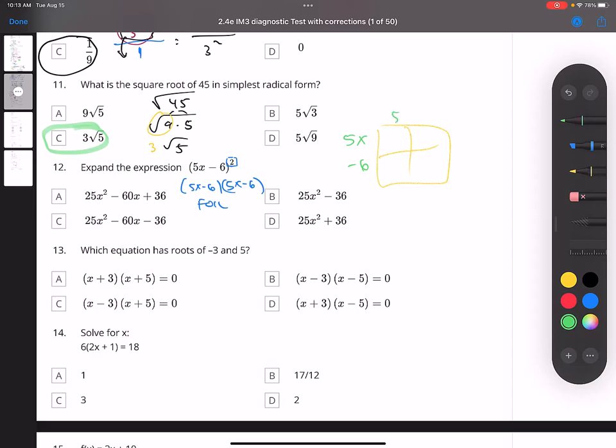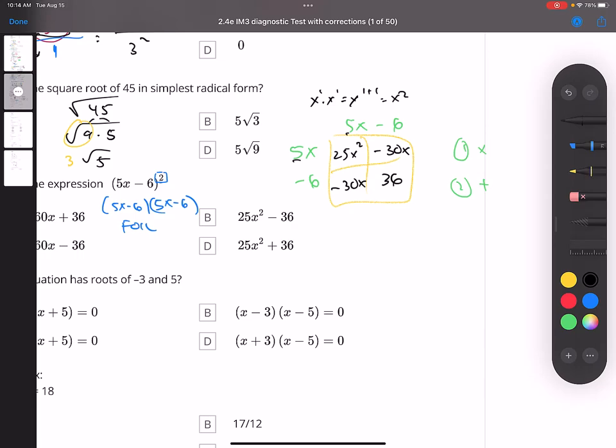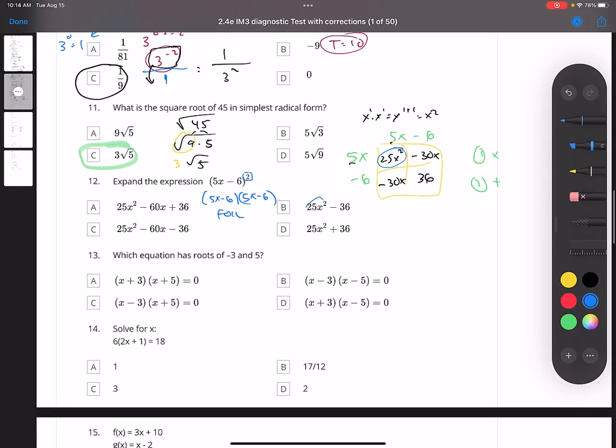5x minus 6, 5x minus 6. We're going to multiply first, and then second we're going to add. 5 times 5 is 25. x times x is x squared. Remember, that's the same idea that we just talked about: multiply the same base, you can add the exponents. That would become negative 30x, and 36. Then we have 25x squared, and I'm going to combine like terms, so we add those to be negative 60x and then plus 36. That means your answer is A for that problem.